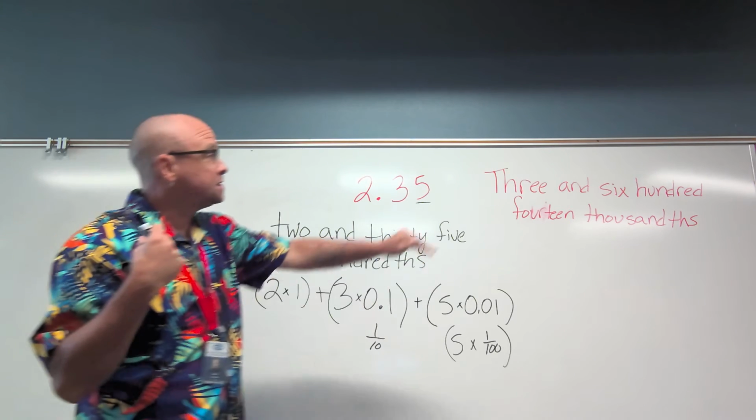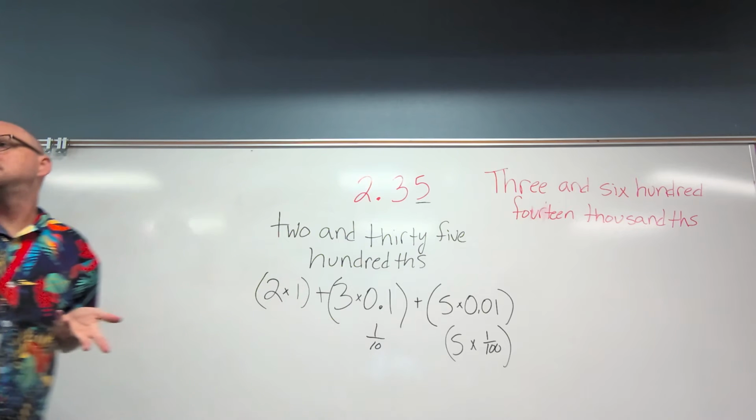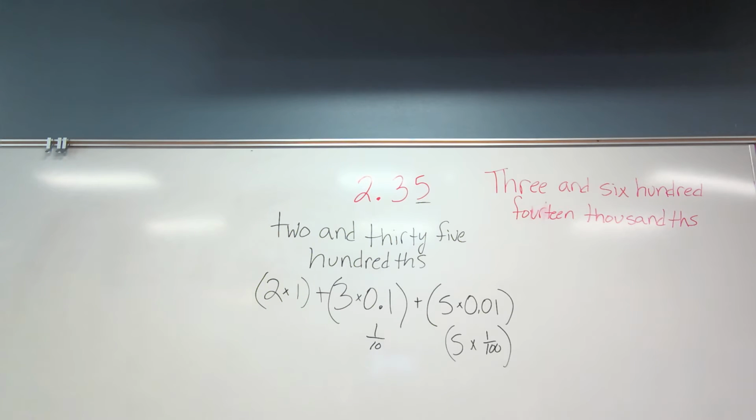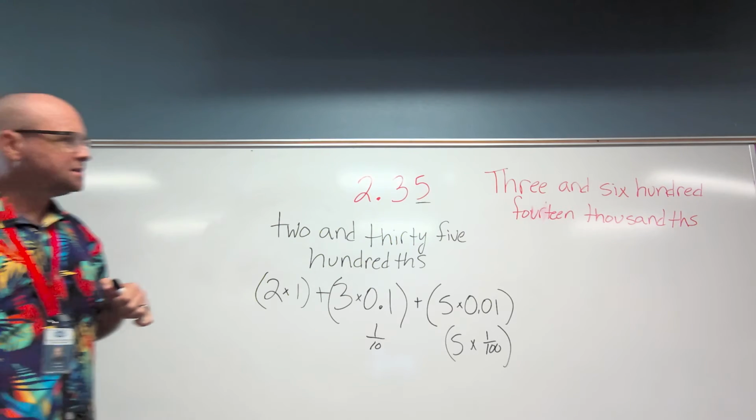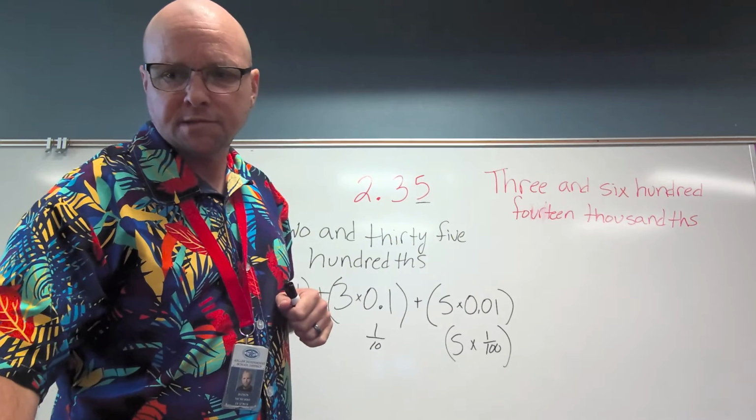All right, we have this number here. And since it's written in words, I'm just going to go ahead and read it. 3 and 614 thousandths. 3 and 614 thousandths.